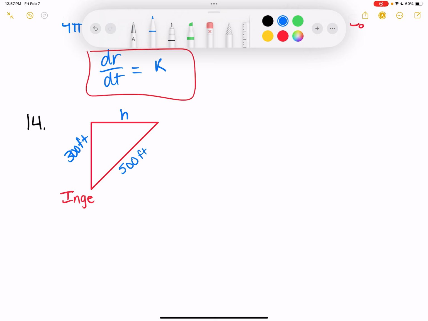So, how are we solving for H again? Pythagorean theorem? Yes. Okay, good.